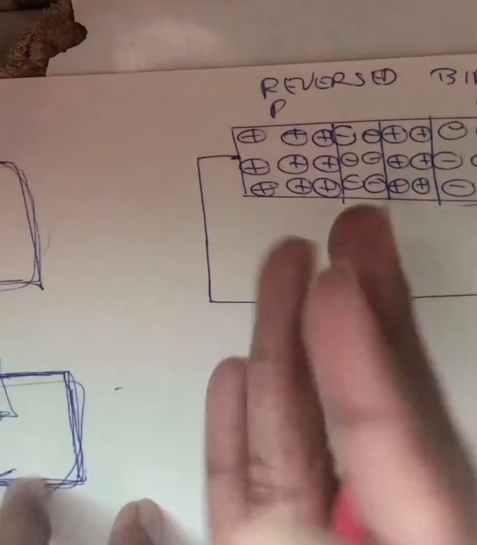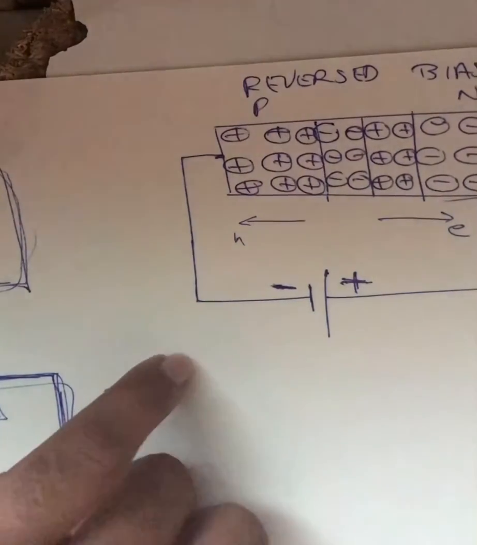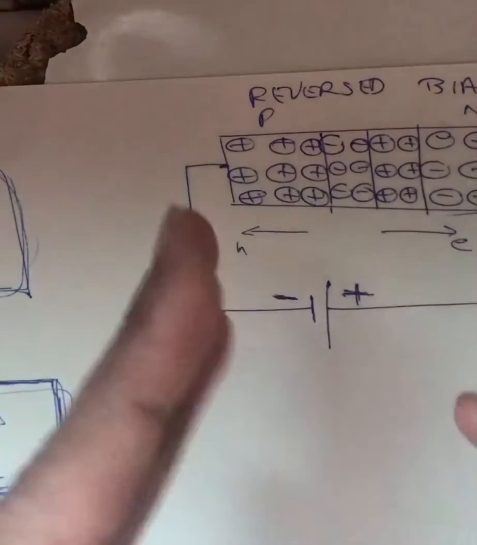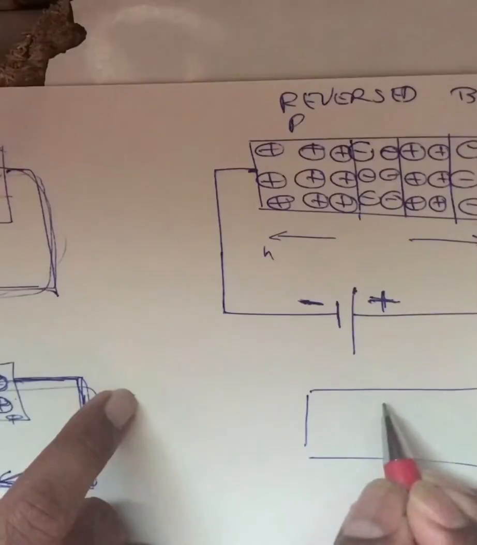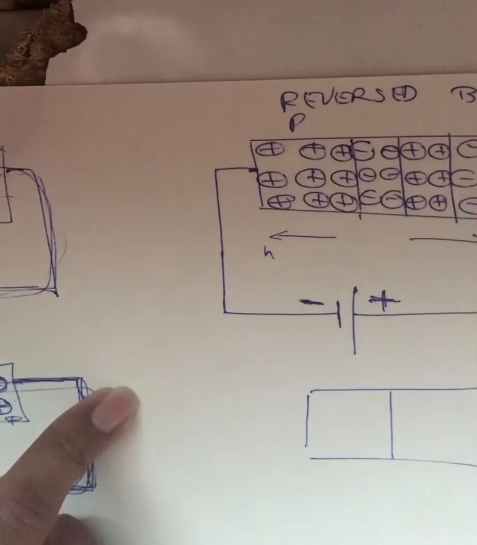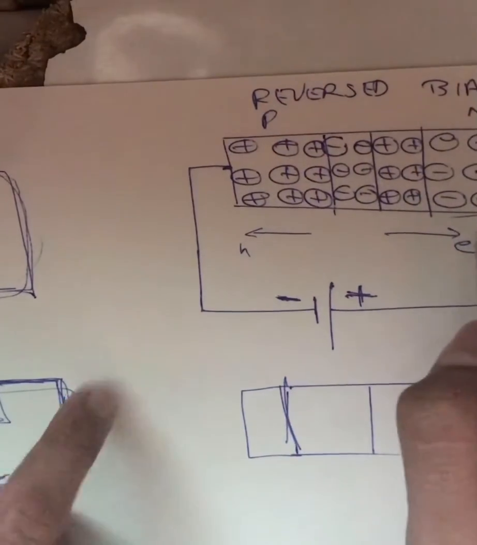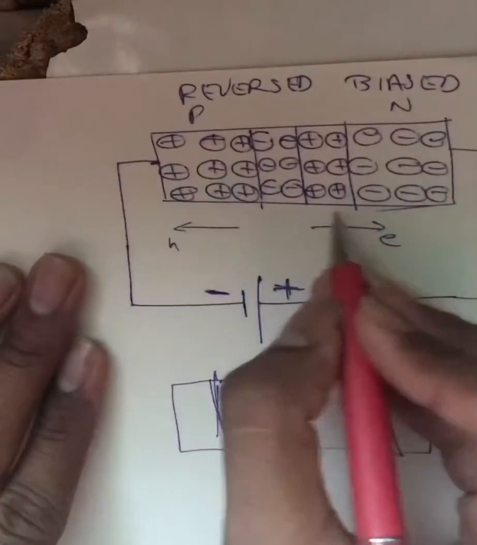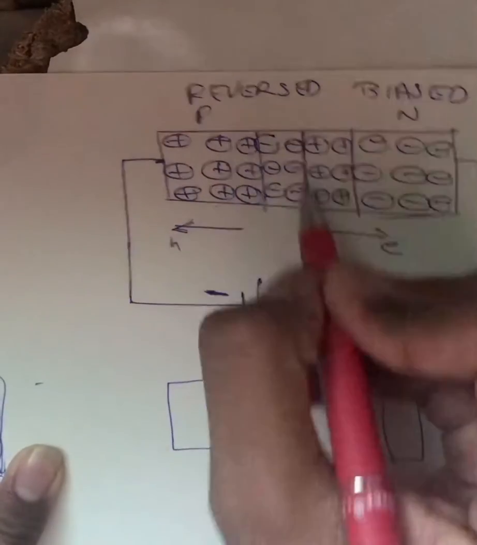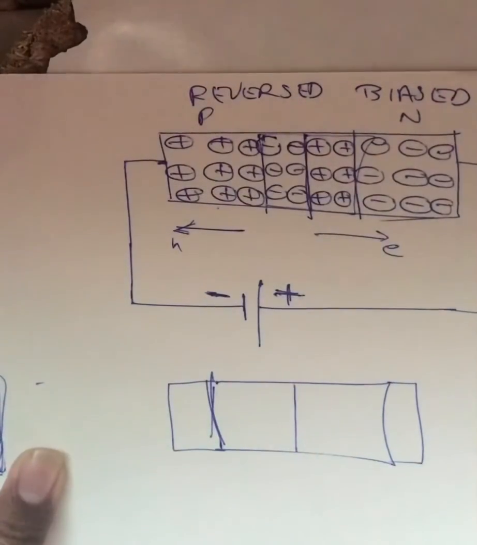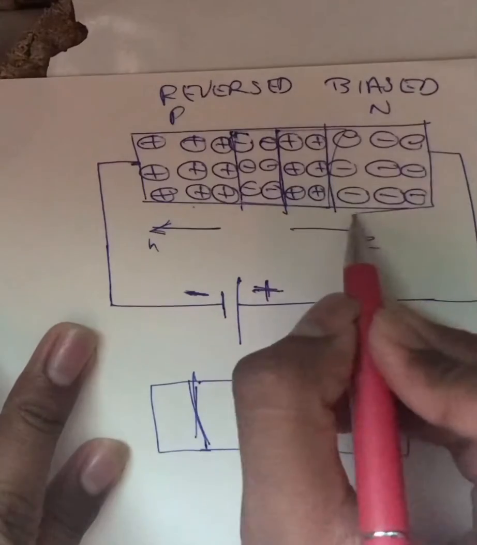Since the electrons are attracted to the right hand side and holes are attracted to the left hand side, what happens is that the width of this potential barrier increases. Why it increases is that the electrons are experiencing force away from the center, and these holes are experiencing force away from the center. So no one is trying to overcome this potential barrier. Instead they are just going away from this potential barrier, they are moving away, okay.